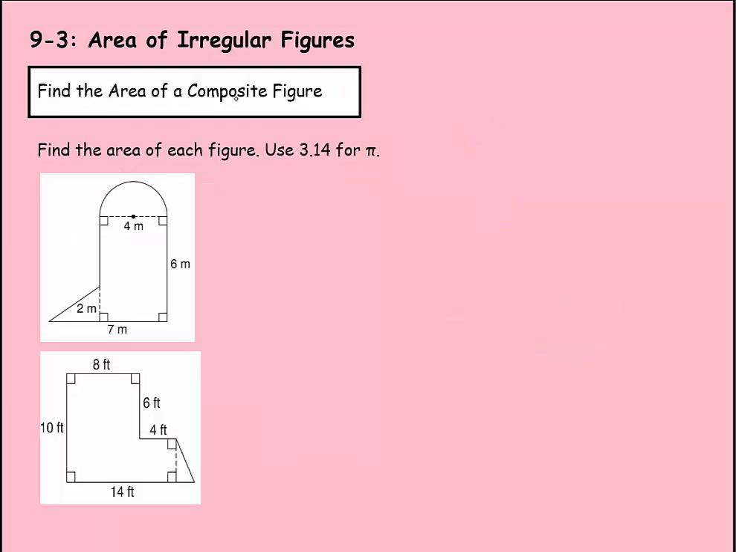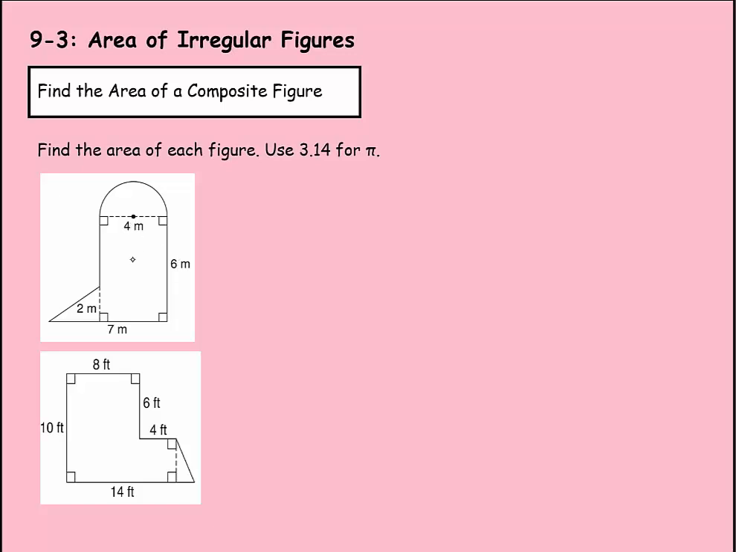Now we can find the area of a composite figure. It tells us to find the area of each figure, and if we need to, use 3.14 for pi. For this figure, they actually already drew the lines in for us. For example, we have a triangle here, we have a rectangle here, and we have a half circle up here. First, we could find the area of the easy one, the rectangle. I can't use this measure because that measures the whole bottom. This measures the top, however, of the rectangle. So this would be the width of the rectangle, and this would be the length of the rectangle.